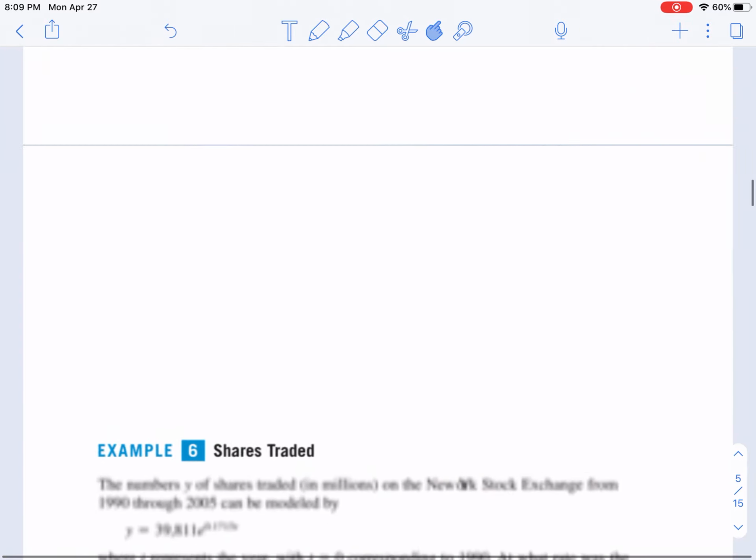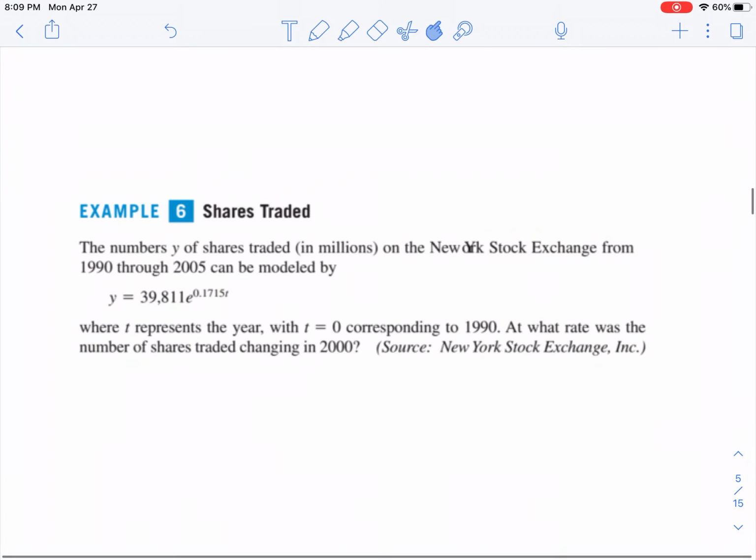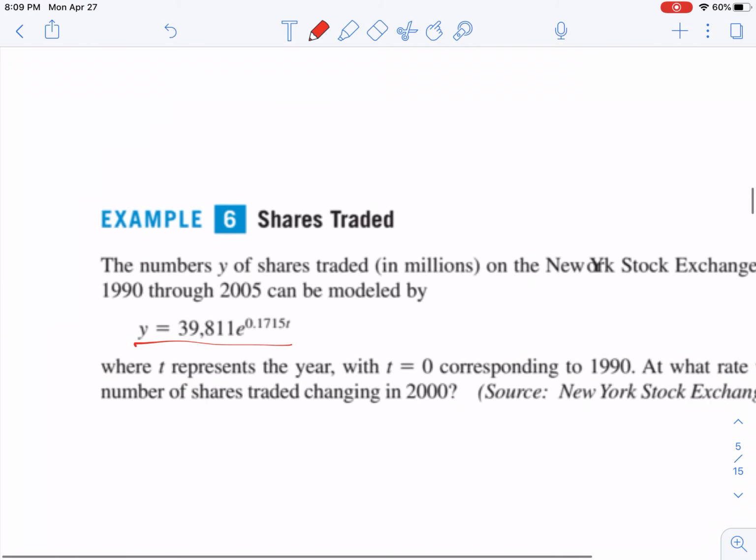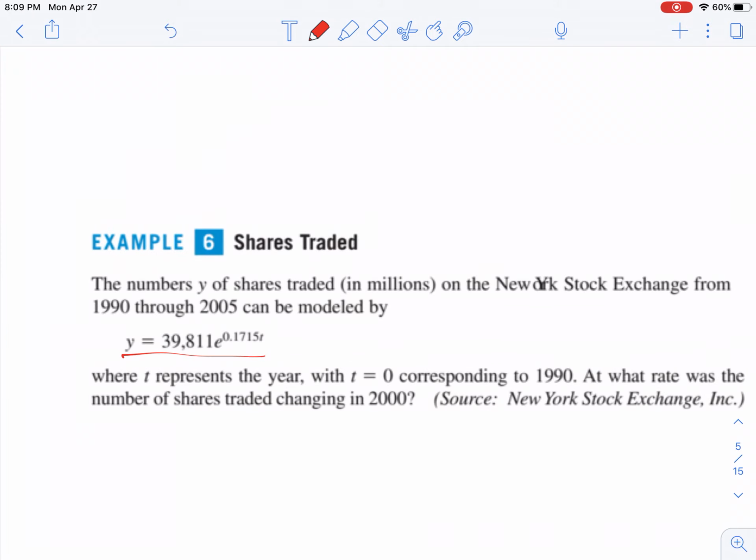Last one, and then we're done for the day. Board problem. The number of shares traded on the New York Stock Exchange can be modeled by an exponential function right here, where t represents the year, with t equals 0 corresponding to 1990. At what rate? Rate should imply derivative. Anytime you're looking for a rate of change, that means do the derivative.